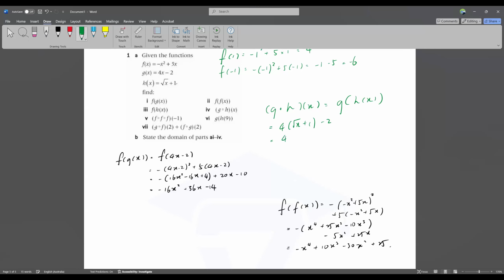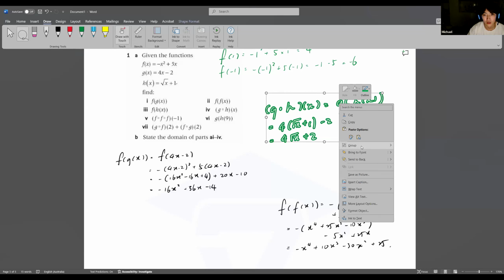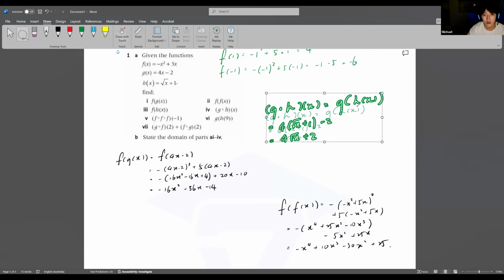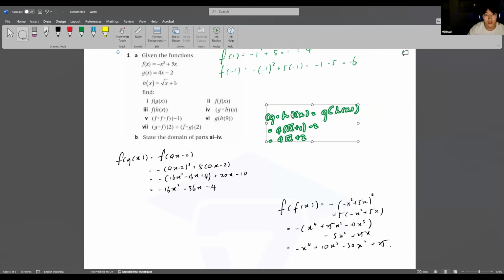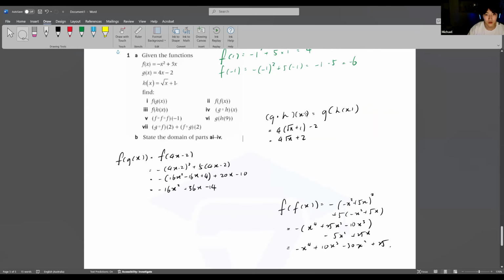Okay, so question 4 is easy. It's pretty much this. Plus 4 minus 2, so plus 2, right? That's easy. So that was quite easy. And then lastly, let's do question 5.